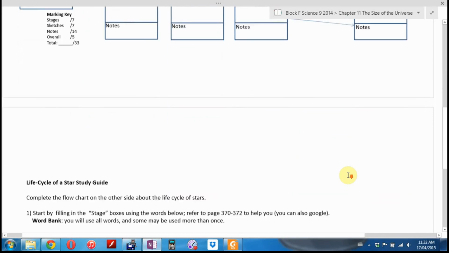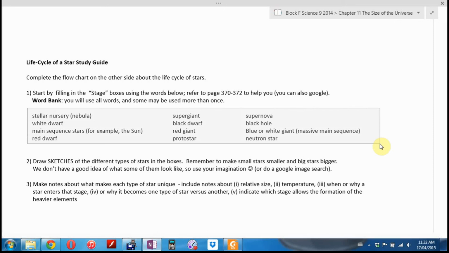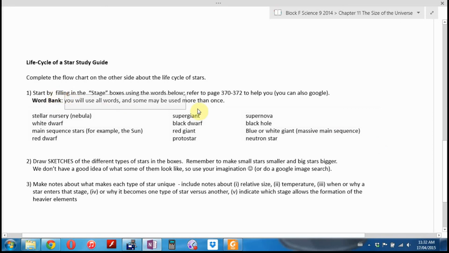So it says on the back, start by filling in the stage boxes using these words below. You'll use every one of these words. You can refer to page 370 to 372 to help you. You can also Google on your smartphone if you think that'll help as well. You're going to use all the words. Some of the words might get used more than once because maybe more than one type of star ends up as a white dwarf. I don't know.